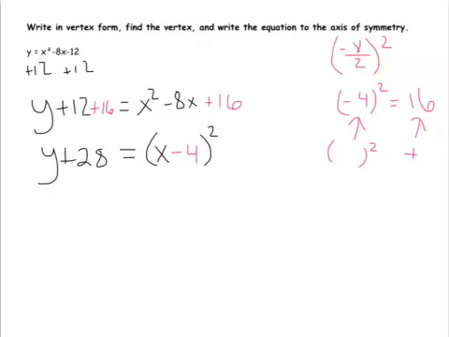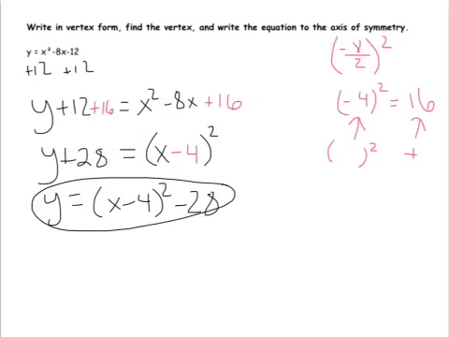So my next move will be to solve for y, and I get x minus 4 squared minus 28. This right here is in vertex form. That's my vertex form of the equation. Now I have the other two, so I already wrote it in vertex form. That's done. Now I find the vertex.